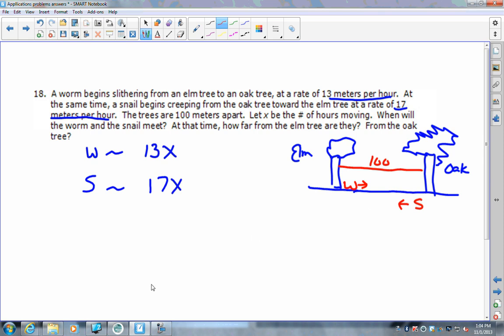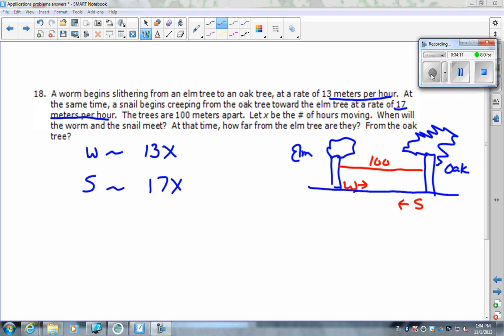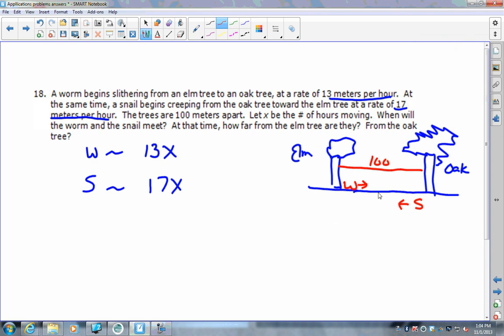Eventually, the worm and the snail meet up with each other. It's just somewhere in here and we don't know where. But what I do know is when they do meet, when they come together, they've covered a total of 100 meters, because they're moving from each side. So I've got the worm, which is 13x, plus the snail, 17x, and that equals 100.